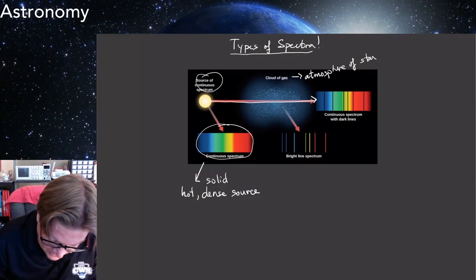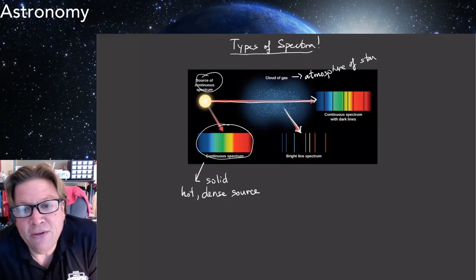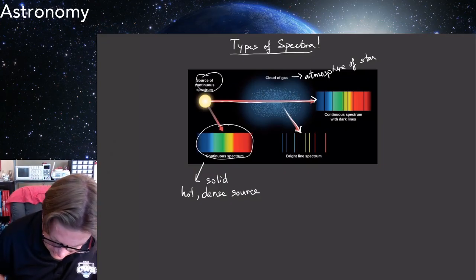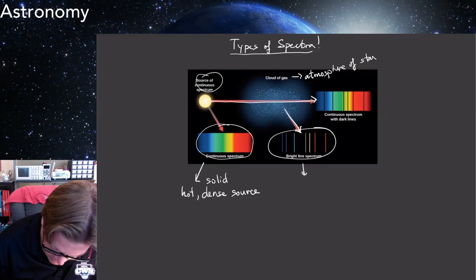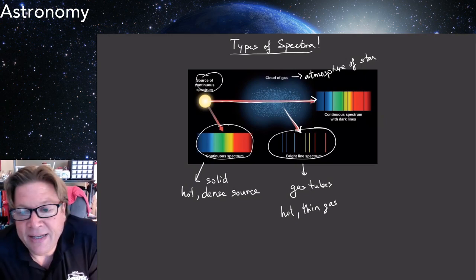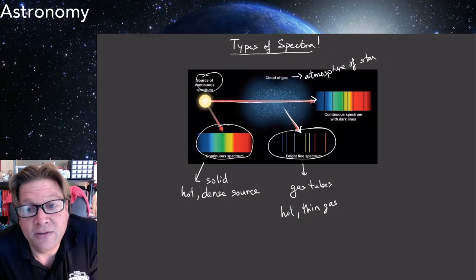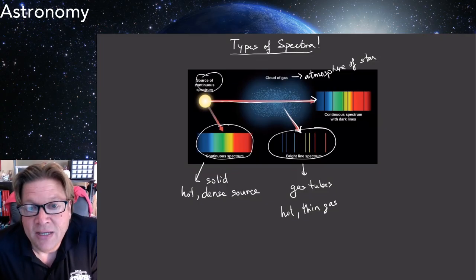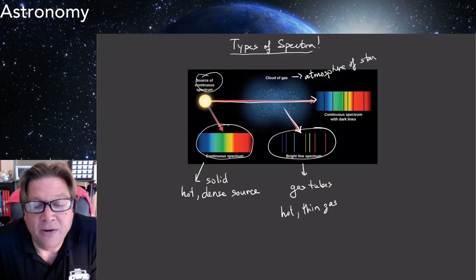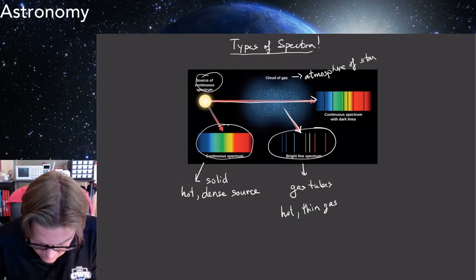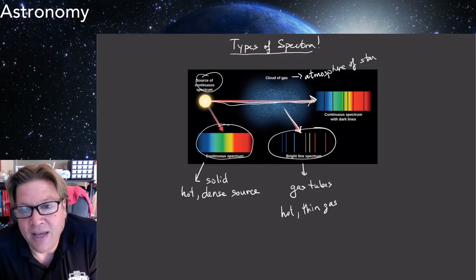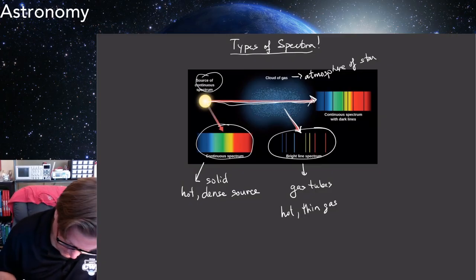Okay, the cloud of gas itself, if it were hot enough, would produce this. This is what we got from the gas tubes. This is what we get from a hot, thin gas, right? We saw this, just bright lines and nothing else. But something special happens if we get the light from a star, a continuous spectrum, and it goes through a cloud of gas. There's something neat that can happen. Okay, let me set this up.